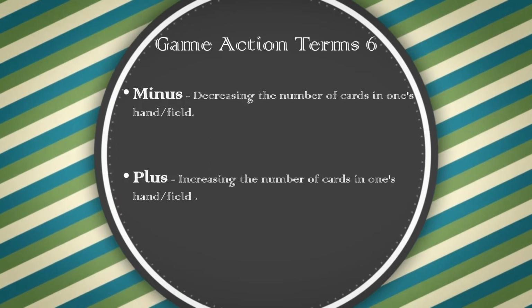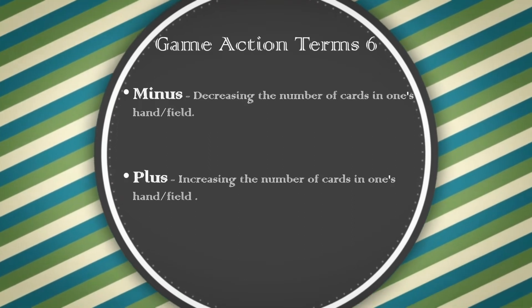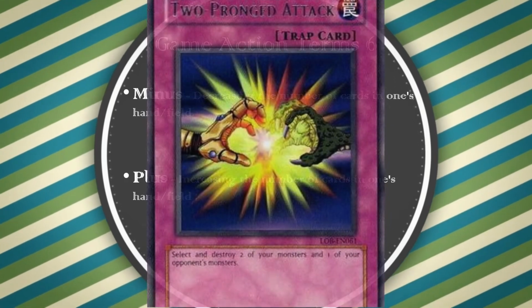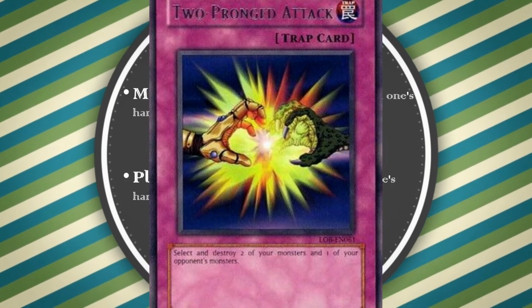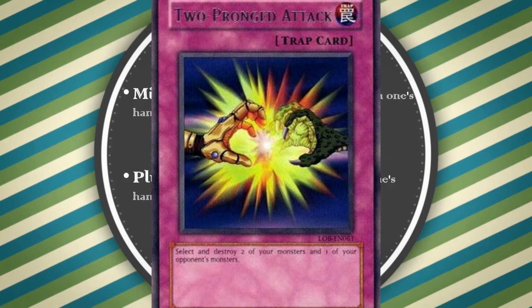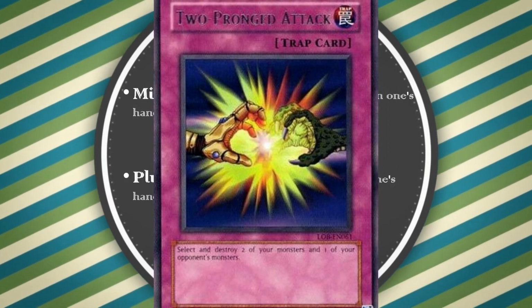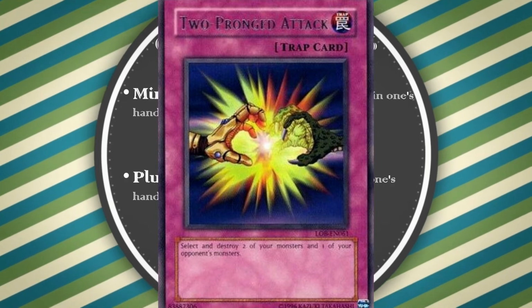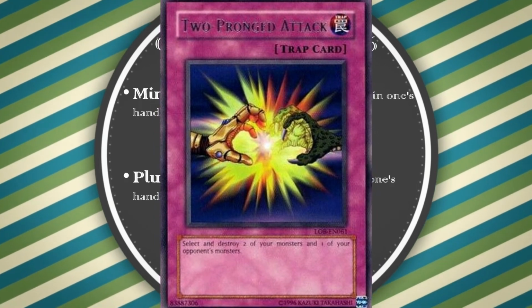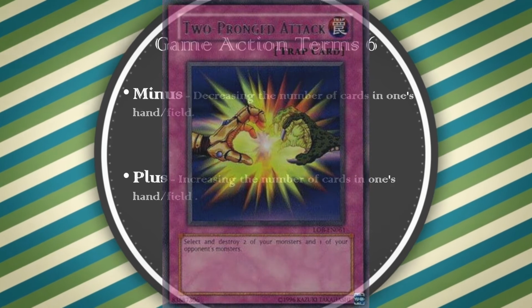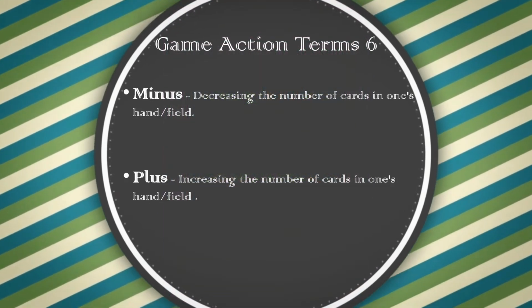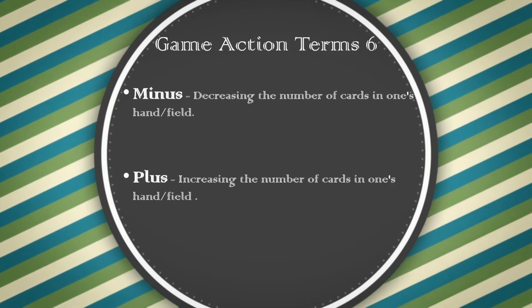An example of a minus would be from a card like Two-Pronged Attack, which states, select and destroy 2 of your monsters and 1 of your opponent's monsters. You must use this card and an additional 2 monsters for a total of 3 cards to destroy 1 of your opponent's monsters. Since you need 3 cards to destroy your opponent's 1 card, this is considered a -2.